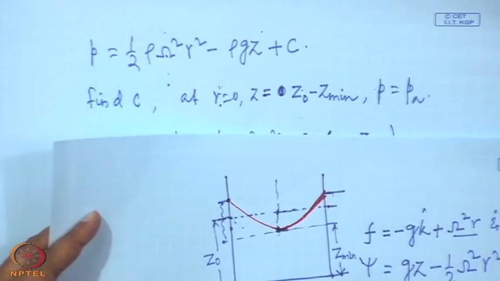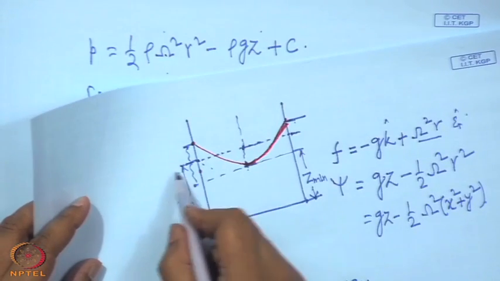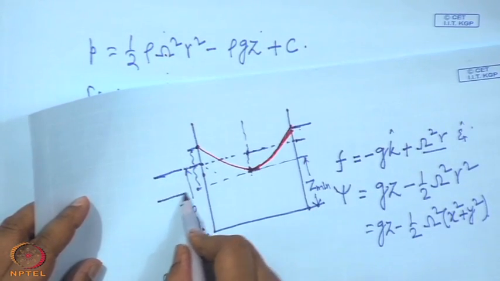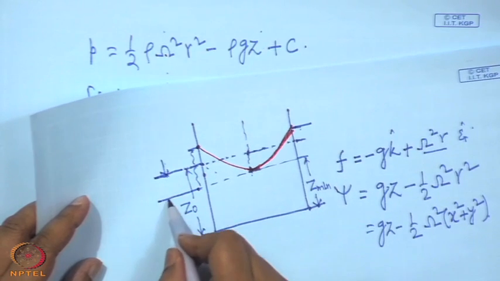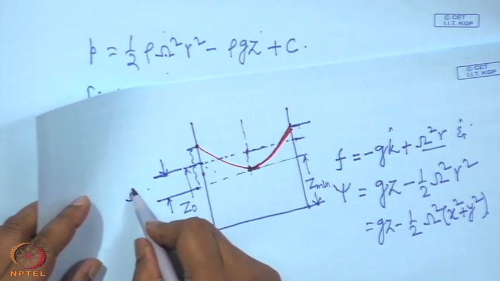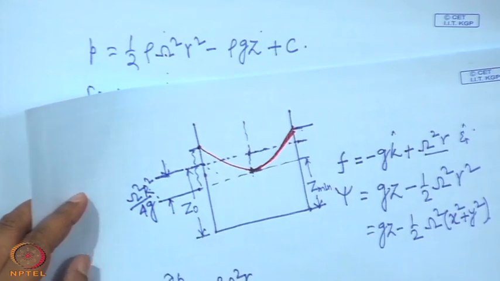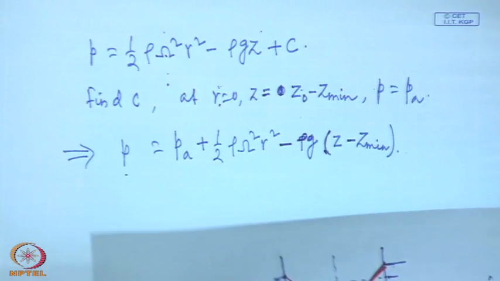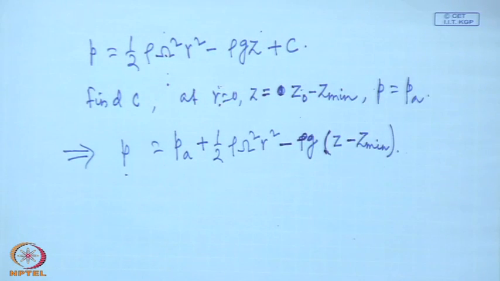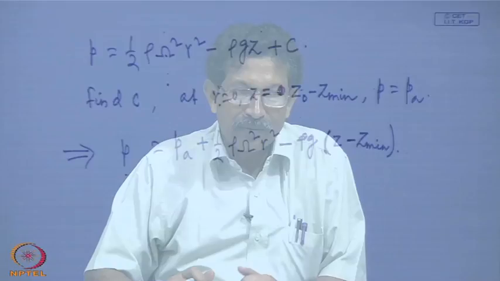And this distance will come as, you say, omega square r square by 4 g. You can check that. You can think about an alternative variation of this problem, another variation that you may try yourself.